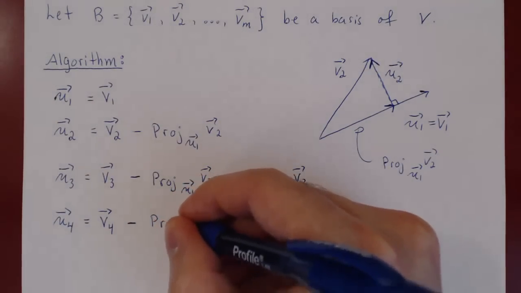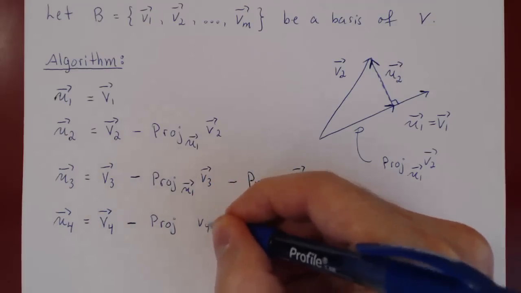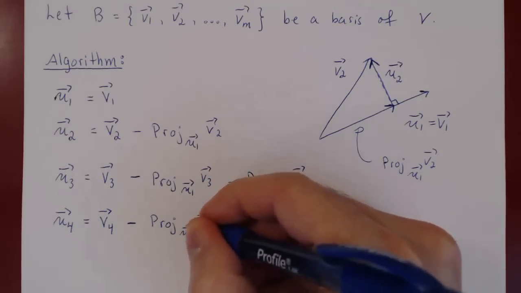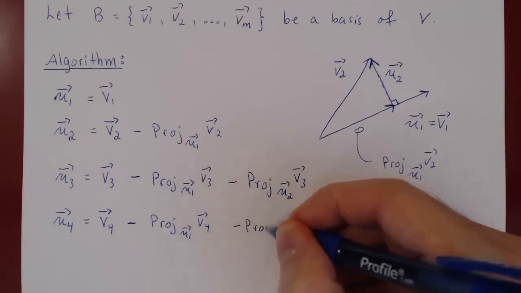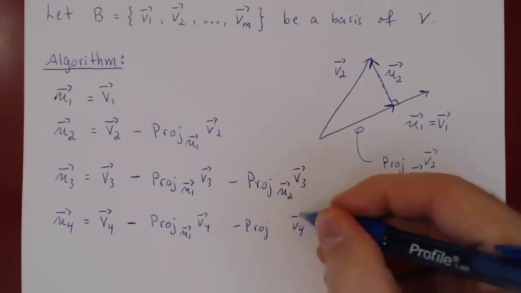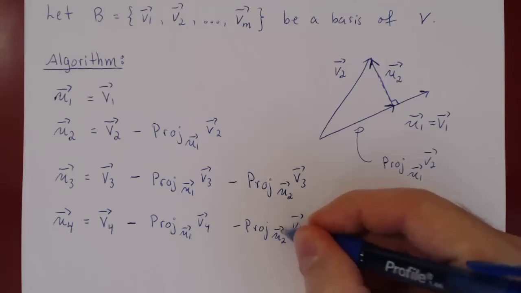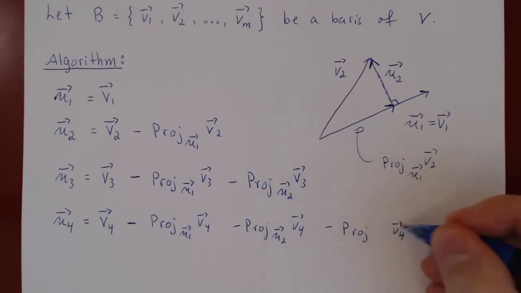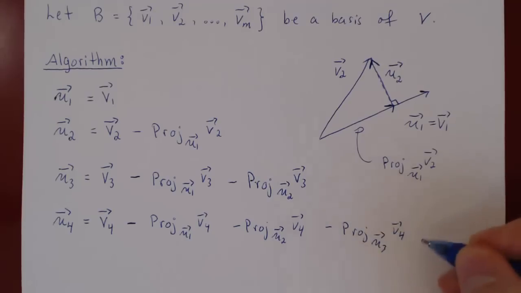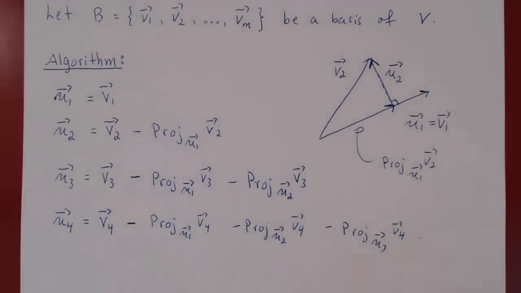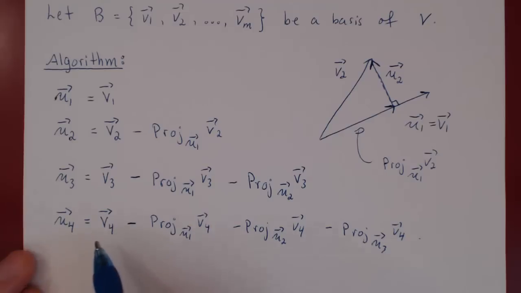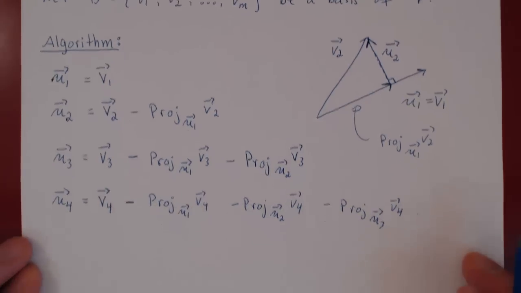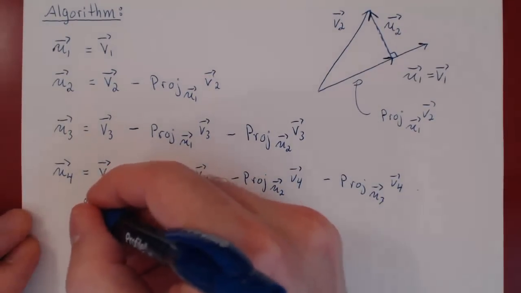So remove the projection of v4 onto u1. Remove the projection of v4 onto u2. And finally, remove the projection of v4 onto u3. And now we can generalize. How would we build the kth vector of our new basis? And this will be very easy to see, hopefully, from what we have so far. So dot, dot, dot.